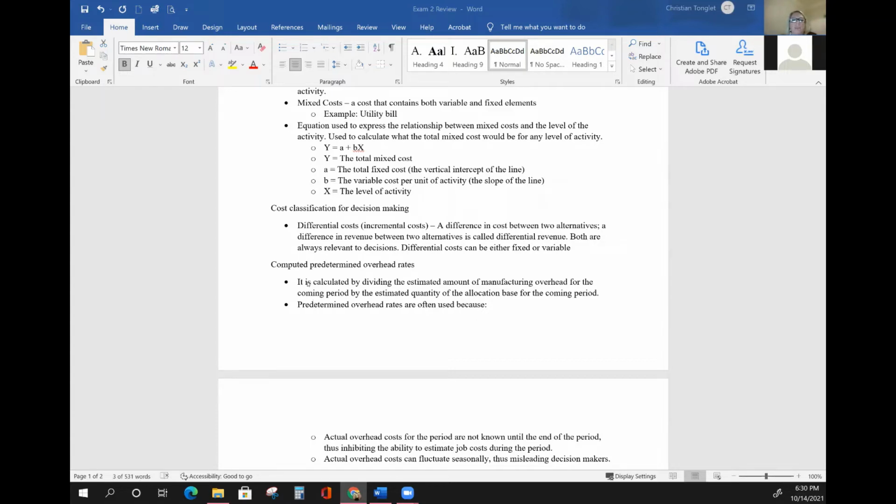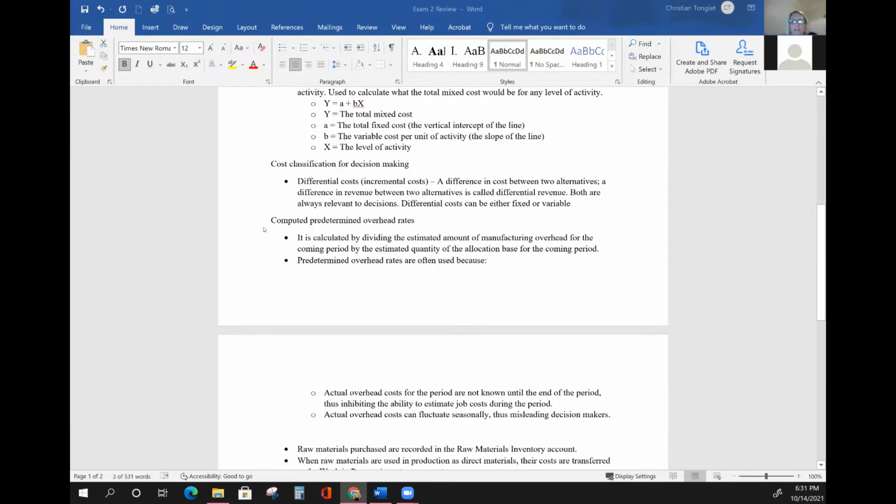The predetermined overhead rate is calculated by dividing the estimated amount of manufacturing overhead for the coming period by the estimated quantity of the allocation base for the coming period. You want to know that formula, that it's the estimated amount of overhead over the estimated quantity, because you could have a question asking about the formula itself, or calculations with numbers given to you to work through the problem.